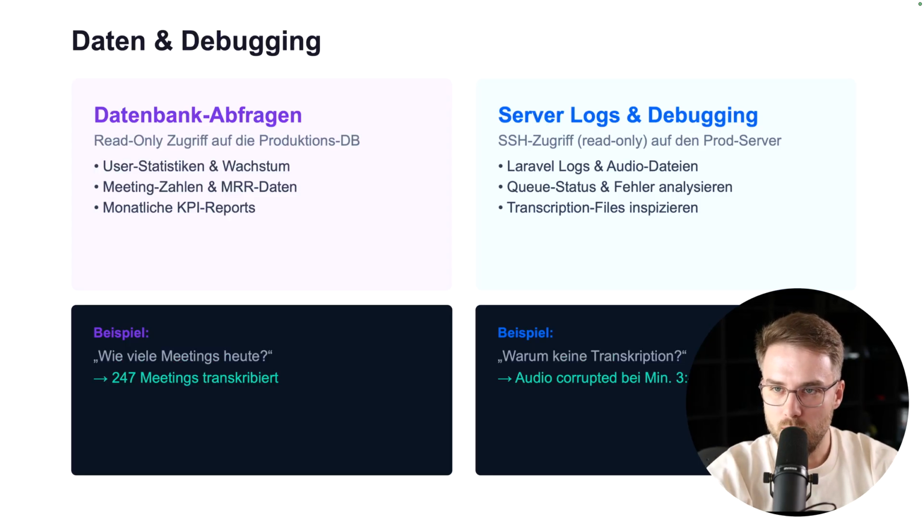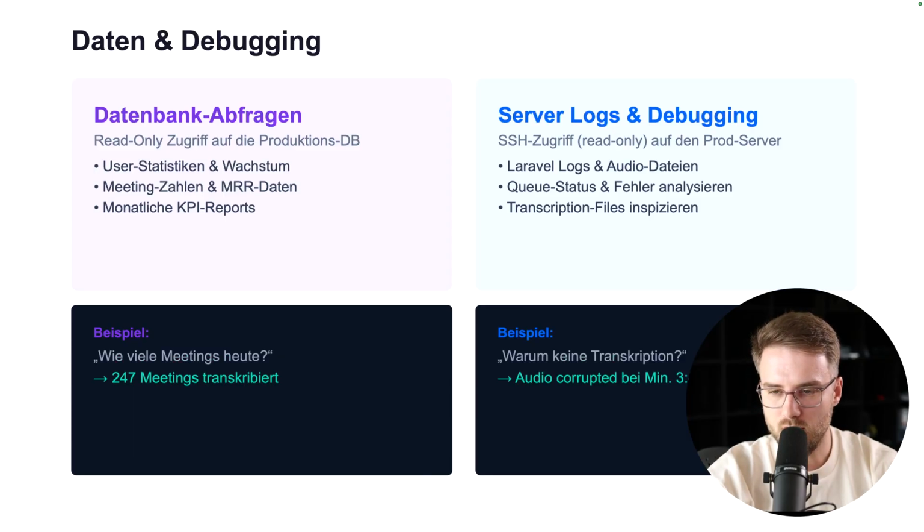We have other skills. For example, we made read-only access to the production DB so that we can read statistics, so that we can ask how many meetings does a user have, what is the growth, what are meeting numbers, MRR data, monthly KPI reports, etc. And I can ask it how many meetings did we transcribe today, and it gives me back 250 meetings, etc. And that's just very simple, because otherwise before I would have had to say, okay, give me a SQL query, do that. That's how I would have used ChatGPT in the past. And then a SQL query comes back, which I have to execute and so on. And now it can just do it itself.